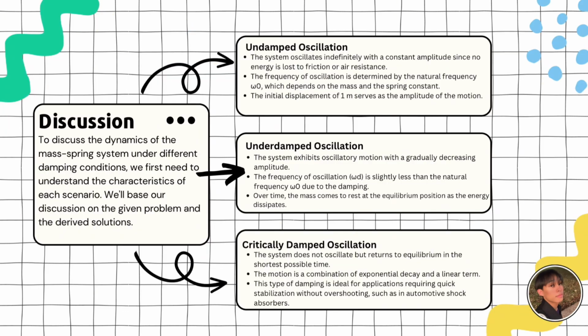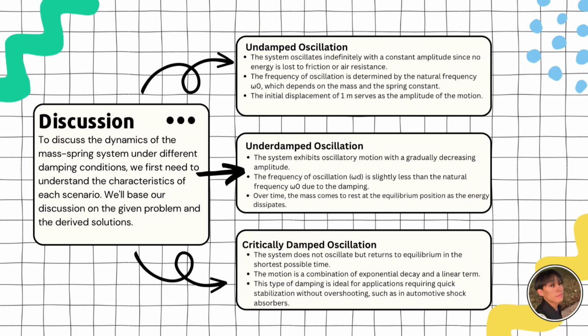Next, we move on to discussions. To discuss the dynamics of the mass-spring system under different damping conditions, we first need to understand the characteristics of each scenario. We base our discussion on the given problem and the derived solutions. For undamped oscillations, the system oscillates indefinitely with a constant amplitude since no energy is lost to friction or air resistance. The frequency of oscillation is determined by the natural frequency, omega naught, which depends on the mass and the spring constant, and the initial displacement of 1 meter serves as the amplitude of the motion.